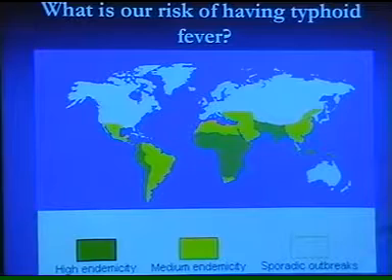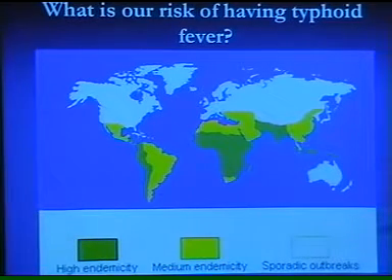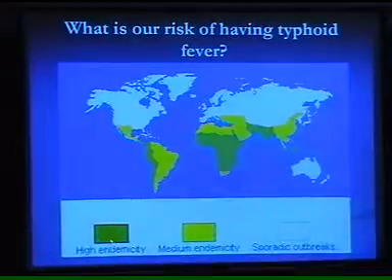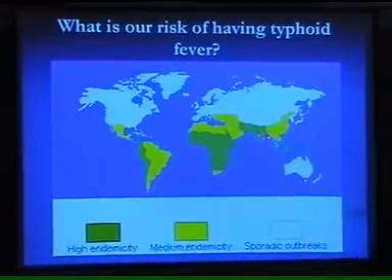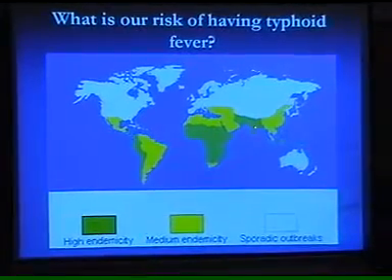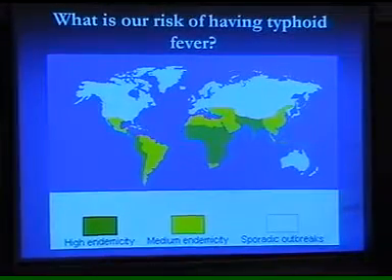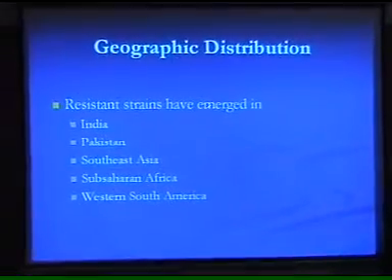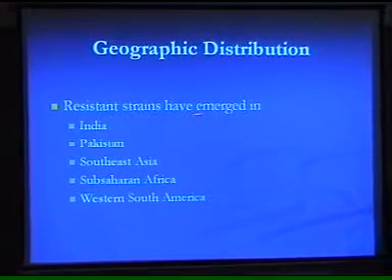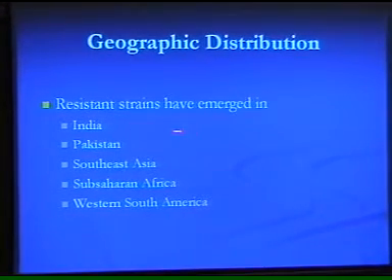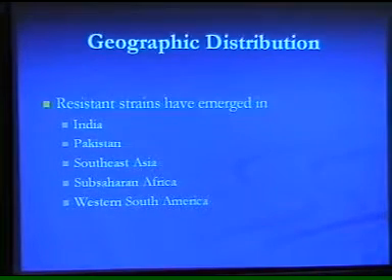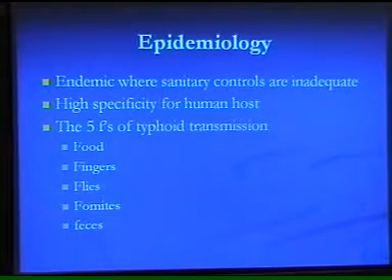Okay, the geographic distribution of typhoid. Where do we stand? You can see here in the green, which denotes the area of high endemicity. So the subcontinent is a highly endemic area. And the importance of multi-drug resistance is that it has emerged basically in these regions. What difficulties it poses, we are going to discuss in the treatment.